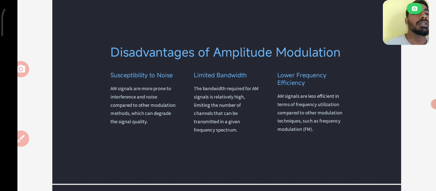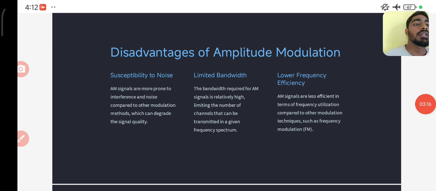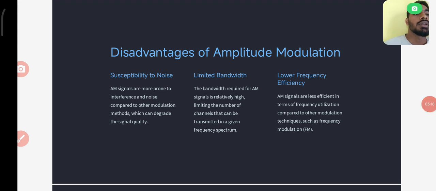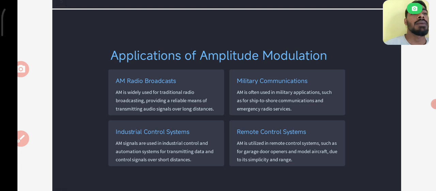Third, low frequency efficiency. Amplitude modulation signals are less efficient in frequency utilization compared to other modulation techniques such as frequency modulation. Next, applications of amplitude modulation: radio broadcast, military communications, industrial control systems, and remote control systems.